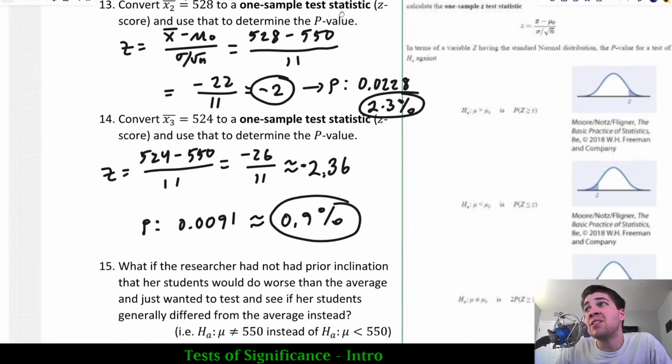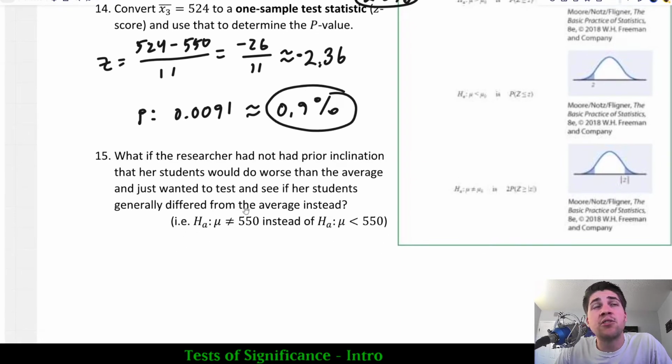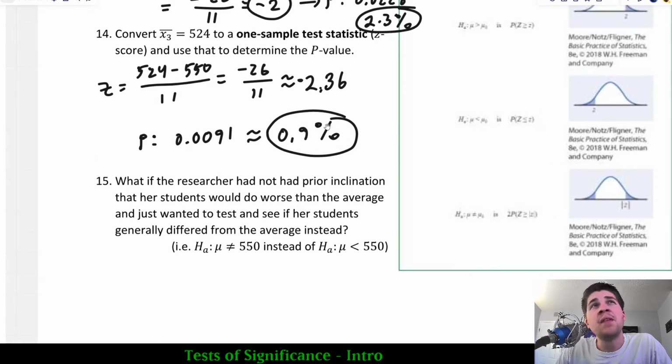But let's say she didn't really know. She just thought, well, her students are not 550. Maybe they're worse, maybe they're greater. We would change our alternative hypothesis to mu is not equal to 550 instead of being less. And all that means is that at the end, after we do everything, we'd actually need to double the probability, because it's very, very unlikely that they'll be lower.